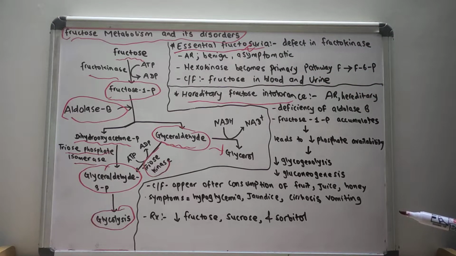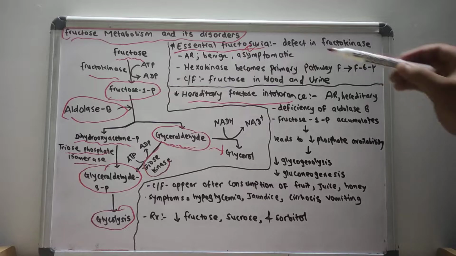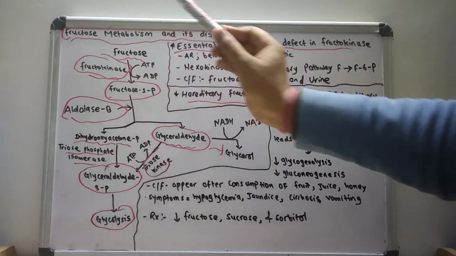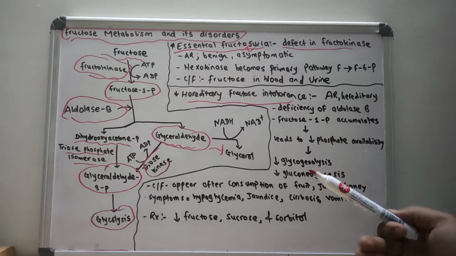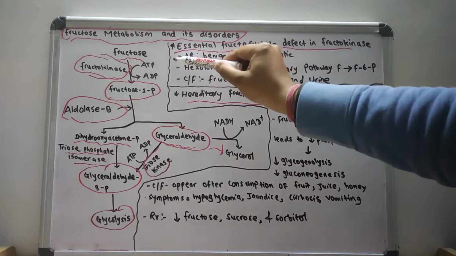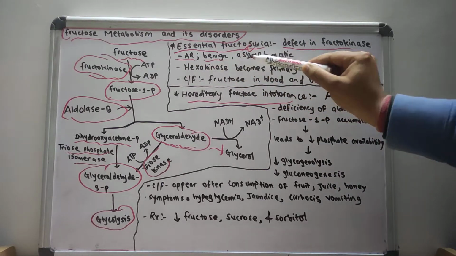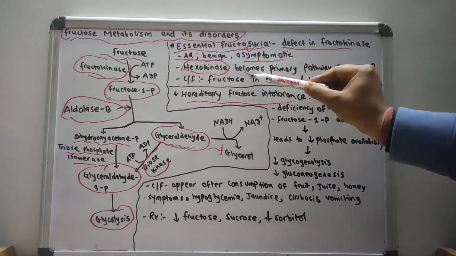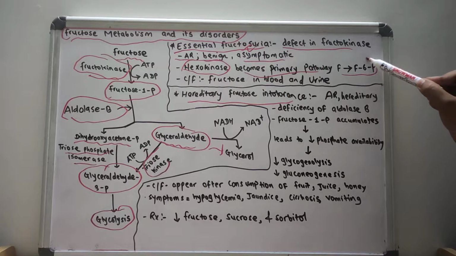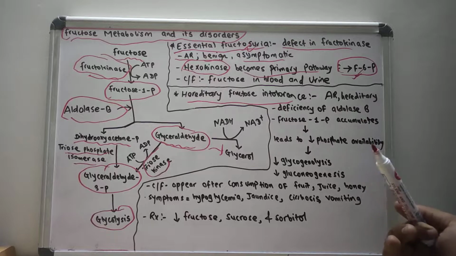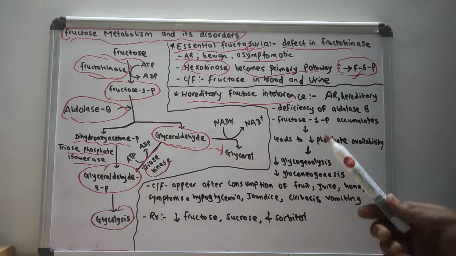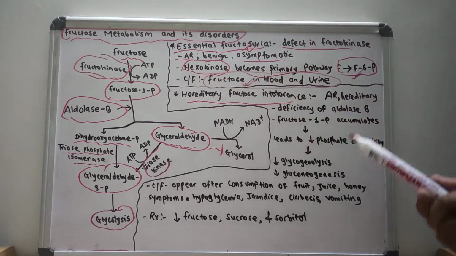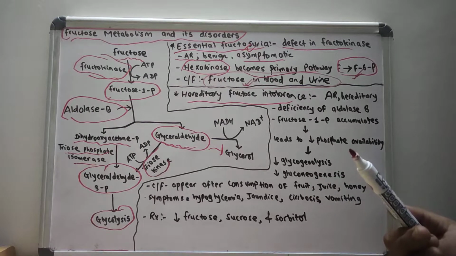Essential fructosuria is a defect in fructokinase. So here you can see the fructokinase enzyme is deficient in the disorder essential fructosuria. It is autosomal recessive, benign and asymptomatic. It is benign and asymptomatic because the enzyme hexokinase becomes the primary pathway for the conversion of fructose to fructose 6 phosphate. Mainly the clinical feature we can see is an increased amount of fructose in blood and urine. This is the only clinical feature we see in essential fructosuria.